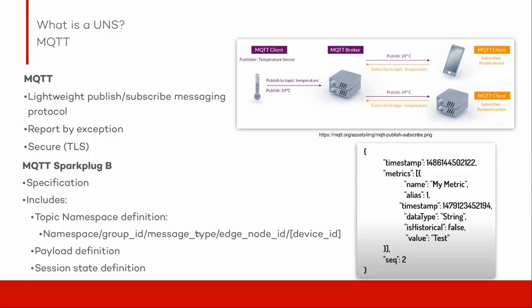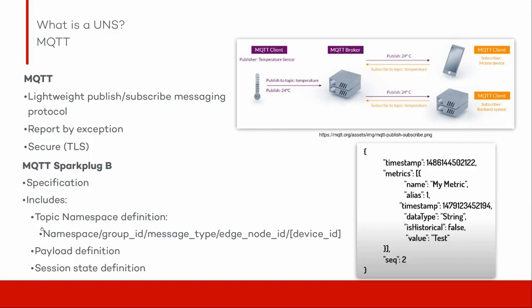Then the message types, it varies depending on where in the communication we are. So basically in the beginning, the message type will be a birth certificate once a new device is connecting to the broker. And then when it starts to send data, it's just the data. And then if it disconnects, it could be a death certificate or death message. So basically this is the message type of the topic that is being published.